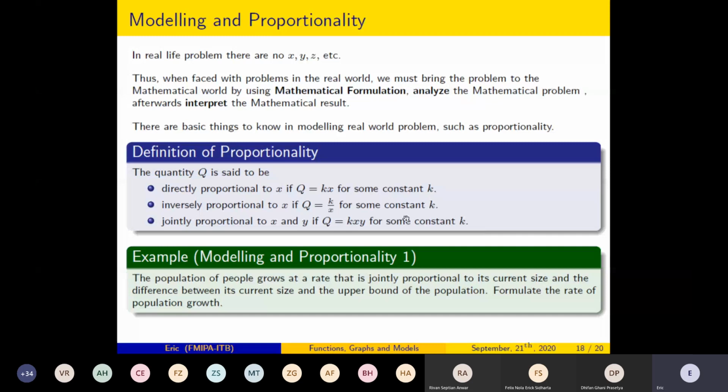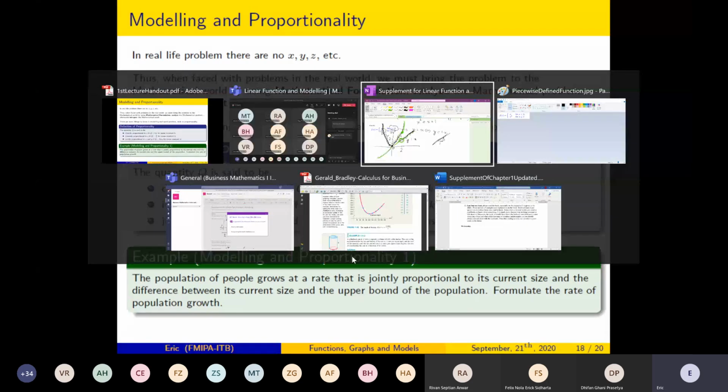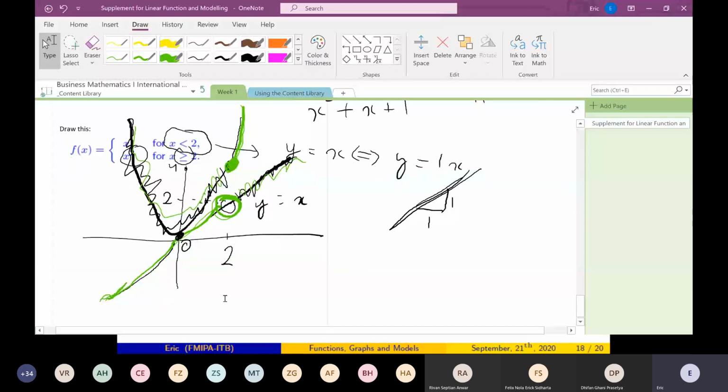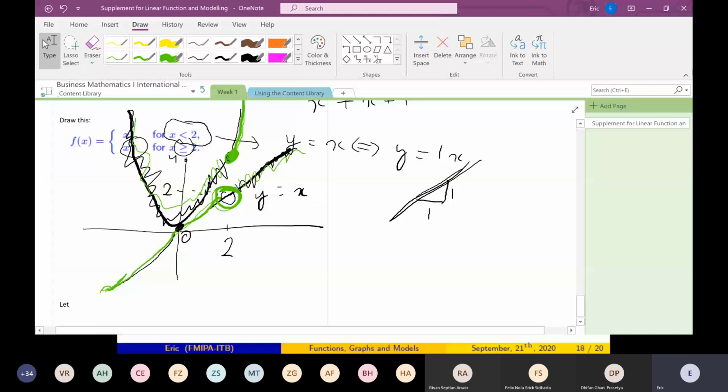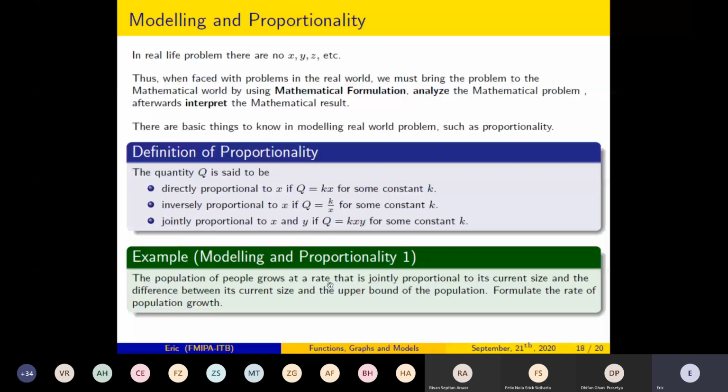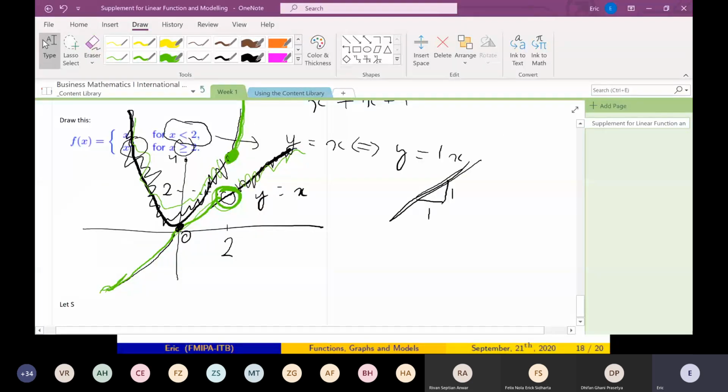So for this modeling, the population of people grows at a rate that is jointly proportional to its current size and the difference between its current size and the upper bound of the population. So I will just use this modeling. Let S be the current size of the population.